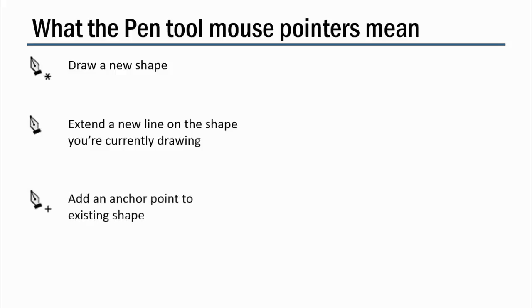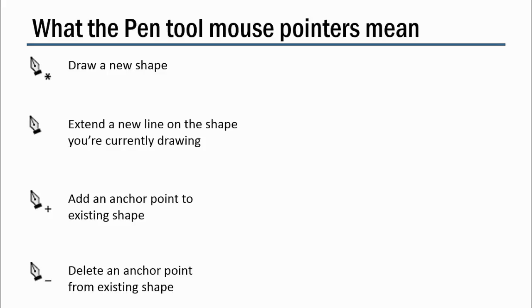Now let's say you have a shape that's already there. Then when you have the Add Anchor Point tool and you click on the line segment itself, that will give you a new anchor point. And then you can change it. You can move it to a different place. You can change it from a curve to a straight line, or vice versa. And the opposite of that is if you take the Delete Anchor Point tool and you click on an anchor point, it'll do just what it says. It'll remove that anchor point and the shape will adjust.